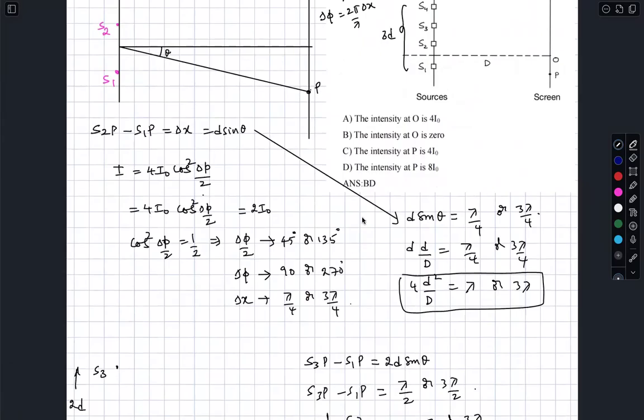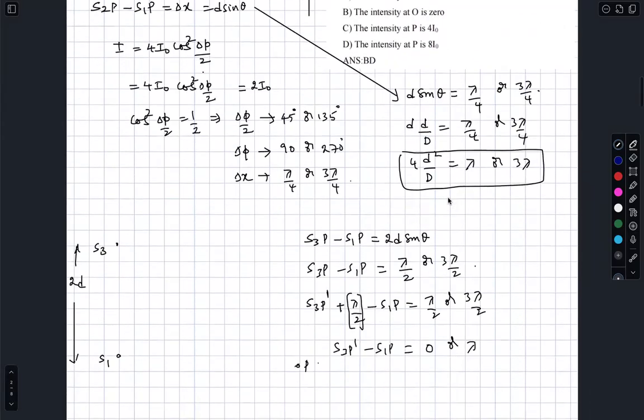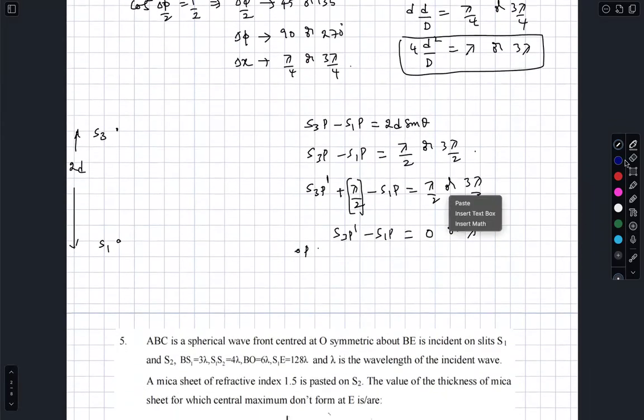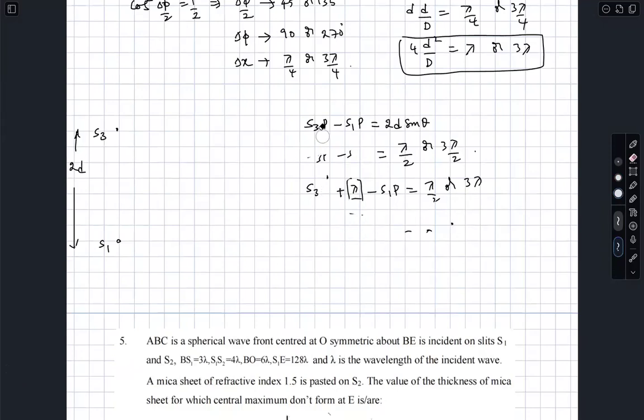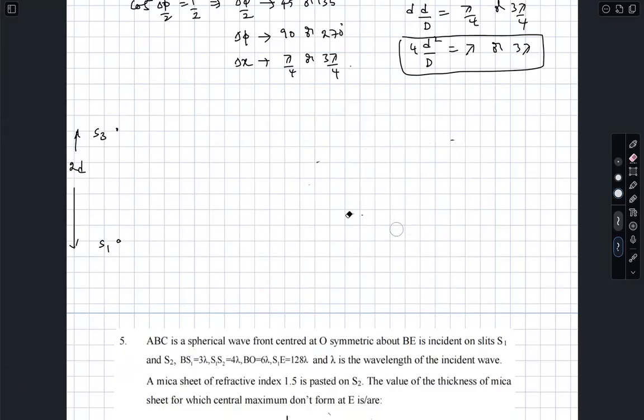So actually, with respect to this point, the angle is given. Someone was trying to interact with me, got the point. Just give me some time. The point P is still the same.